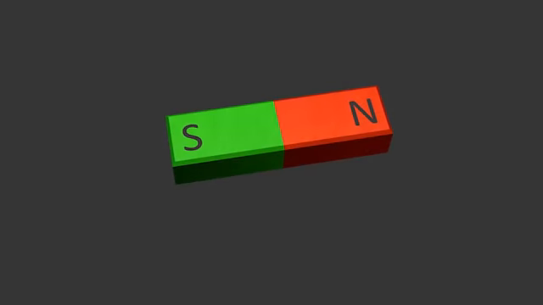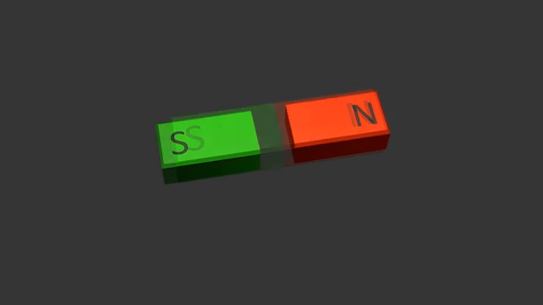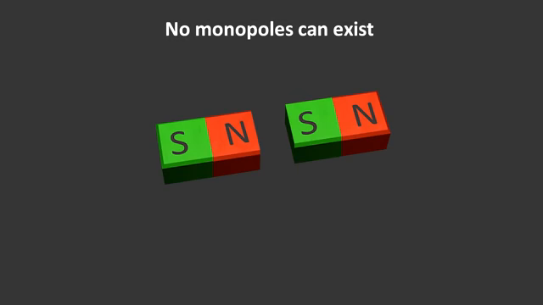You might say, well, I can take this magnet and cut out the north pole. Wouldn't that create a monopole? No, you would just create a smaller magnet with two poles. You can keep cutting this in half over and over, and you would always have two poles.